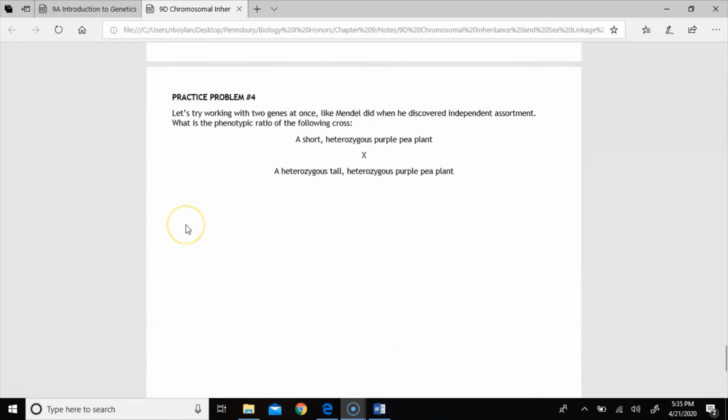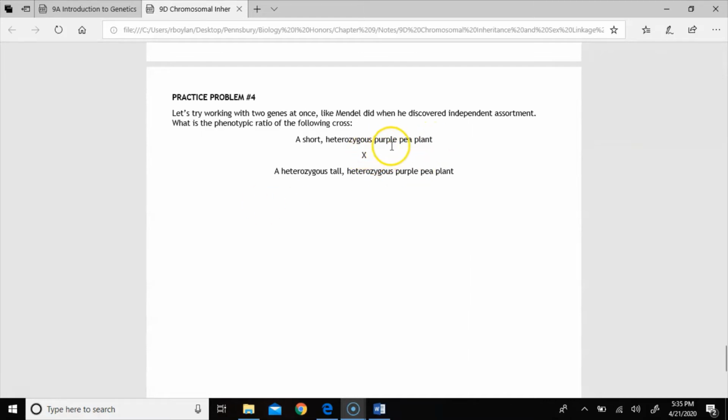Okay, so let's try working with 2 genes at once. All right, so this is one of those bigger squares, right? Where you have to FOIL and put the 2 genes or 2 alleles on top and to the left. Like Mendel did when he discovered independent assortment. What is the phenotypic ratio of the following cross?